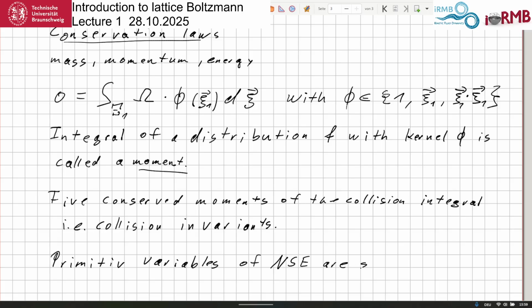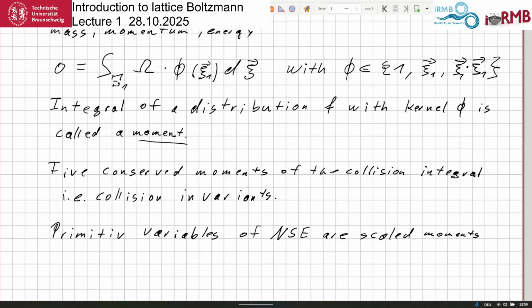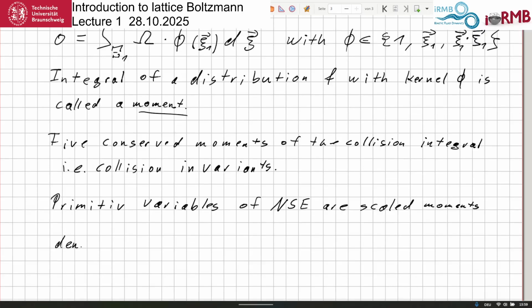Because they are scaled moments. So we have the density. Okay, we are a little bit flapsy with this. I still call it density, density rho. In order to really have a density, you would also still have to divide by a finite volume, actually. But this is not done here.